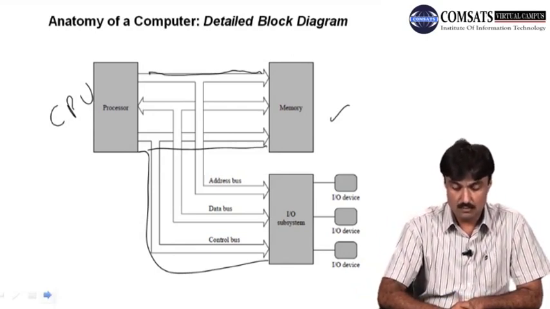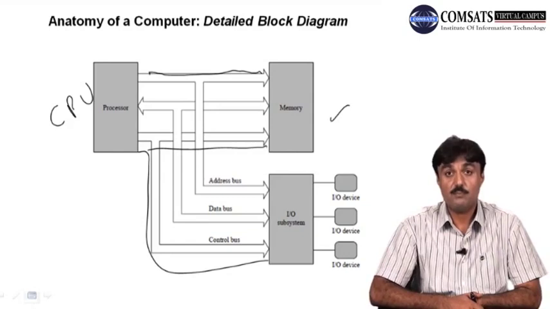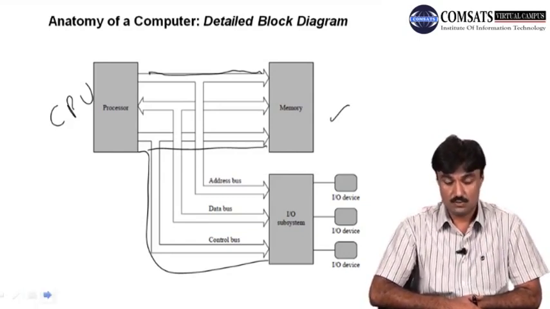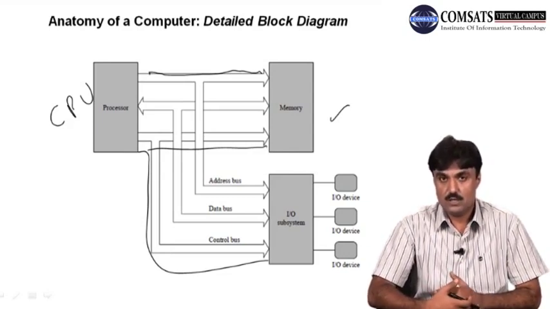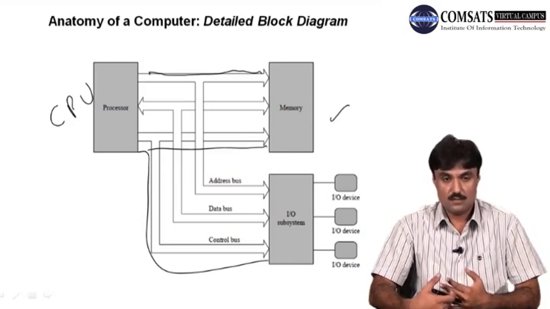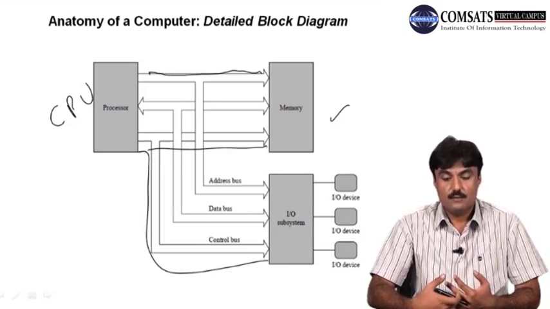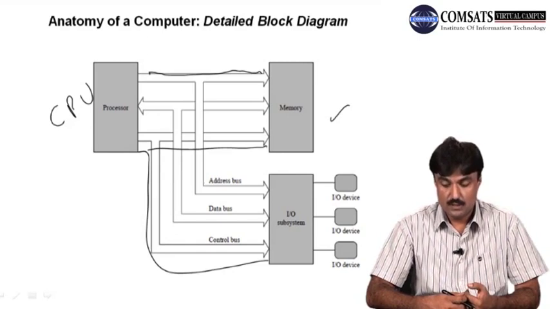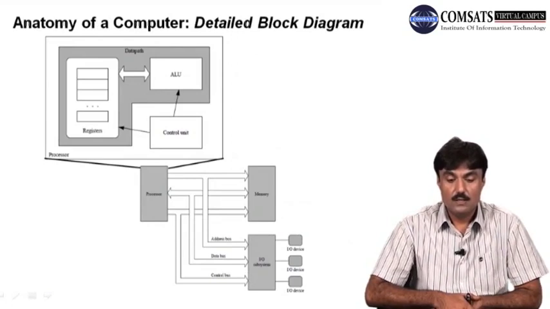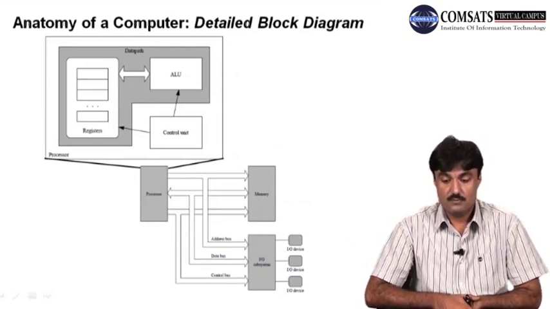We will discuss these three buses in more detail in the next few lectures, when we discuss the computer organization and the flow diagrams, and how data and instructions flow. In the next few lectures we will see how control data, address data, and actual data flow between processor, memory, and I/O subsystem. So this is the more detailed view of the computer.